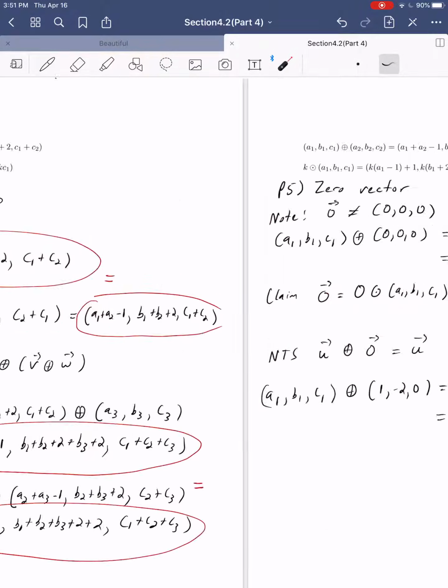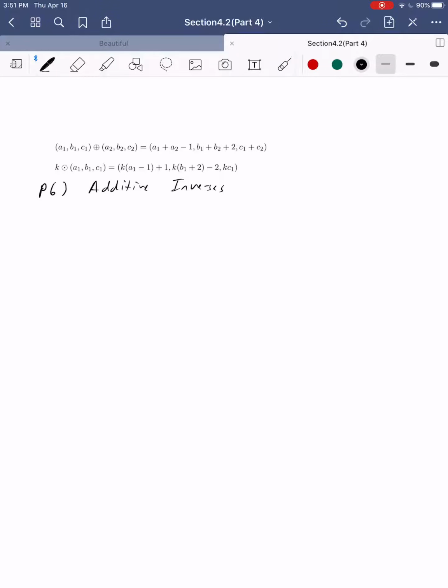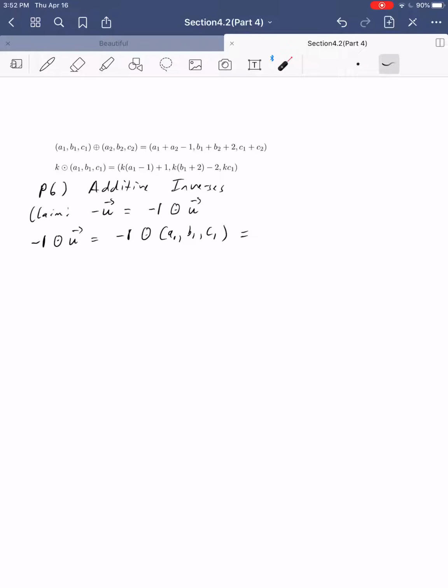So let's go ahead and make use of that here. Let's claim that -u is going to be -1 with that vector u. So what does that actually give us? Well, -1 scalar multiplied with u is -1 scalar multiplied with (a1, b1, c1). And let's use our definition of scalar multiplication to see what that comes out as.